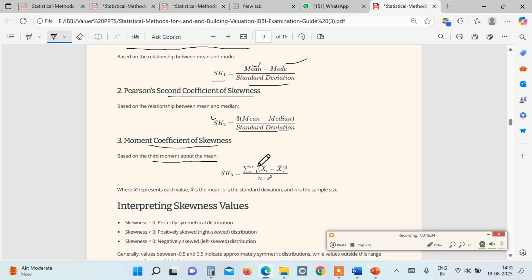So you have to take the sum in the numerator, (xi minus x̄) cubed, and divide it by n times s cubed, where xi represents each value, x̄ is the mean, s is the standard deviation, and n is the sample size.